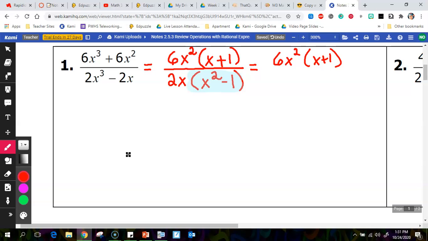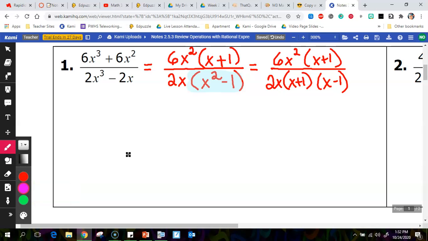And then the denominator, right, my 2x. This, what I've highlighted in blue, is difference of two squares. And so that factors to x plus 1 and x minus 1. The square root of x squared is x, and then the square root of 1 is 1, and so this factors into difference of squares. Okay, so now what can I mark out?